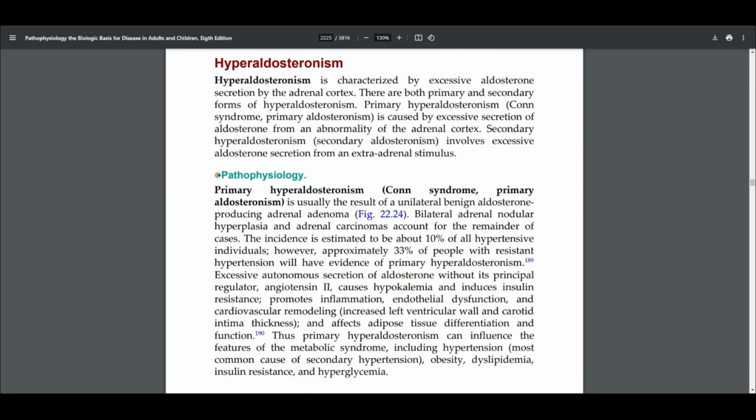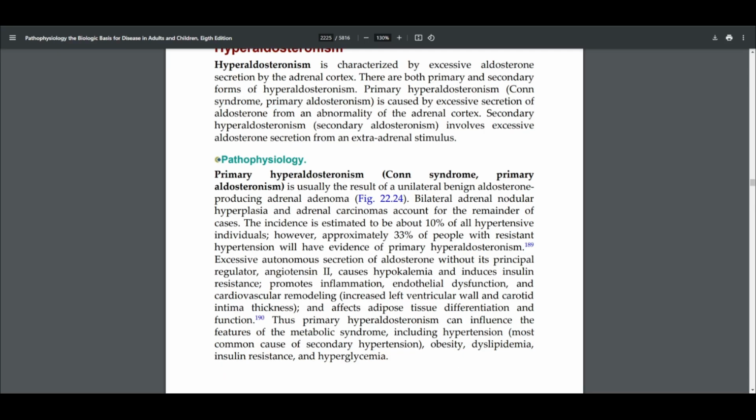Hyperaldosteronism. Hyperaldosteronism is characterized by excessive aldosterone secretion by the adrenal cortex. There are both primary and secondary forms of hyperaldosteronism. Primary hyperaldosteronism, Conn syndrome, is caused by excessive secretion of aldosterone from an abnormality of the adrenal cortex. Secondary hyperaldosteronism involves excessive aldosterone secretion from an extra-adrenal stimulus.